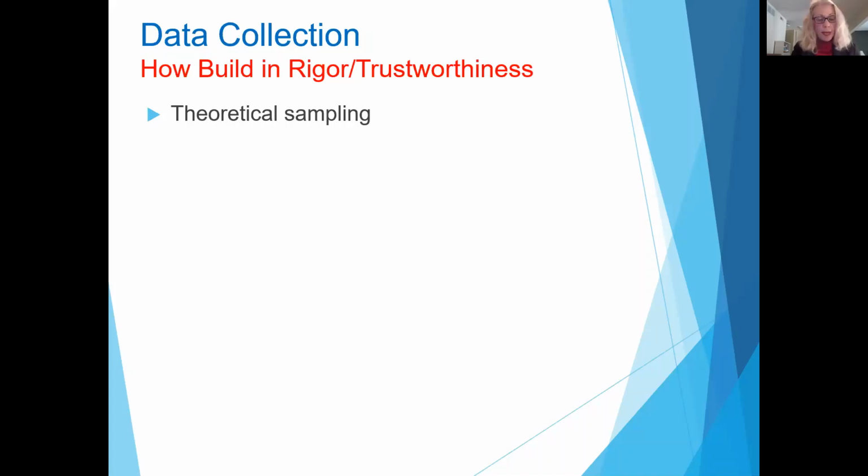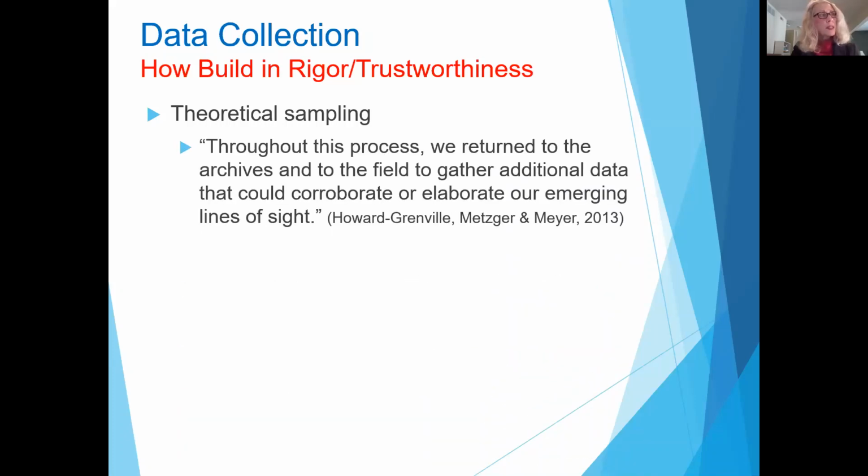Here's an example from a paper by Jen Howard-Grenville and colleagues. Throughout this process, we returned to the archives and to the field to gather additional data that could corroborate or elaborate our emerging lines of sight. So they mention returning to the archives and to the field for additional data to elaborate the theory that was developing in their analytic process. Again, this builds trust that the authors are truly trying to understand and evidence more fully the path that they're on, or their emerging lines of sight.